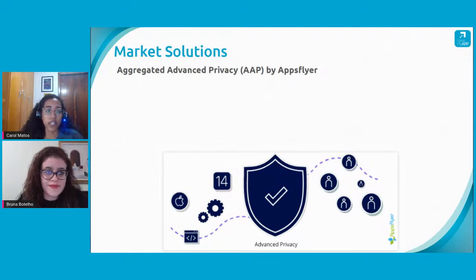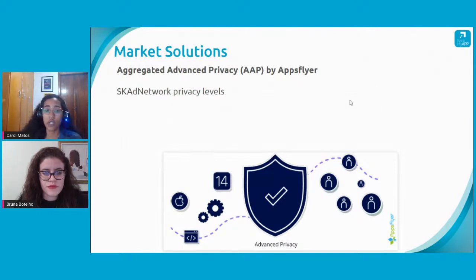So I will bring here the AppsFlyer solution, the aggregated advanced privacy that we call here the AAP. AppsFlyer is the biggest MMP in the Brazilian market, at least, and represents at the moment 80% of the campaigns. So it is important for us to share with you their solution. And this framework of the advanced privacy prevents the tracking of users across apps and websites, and uses the SKAN network privacy levels as a reference to do so.